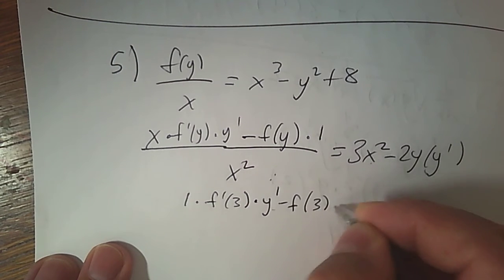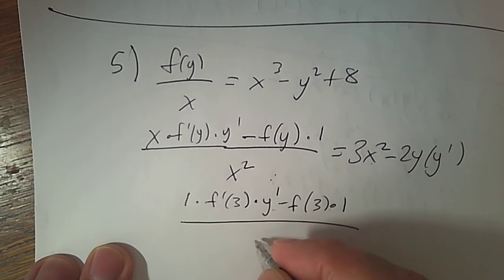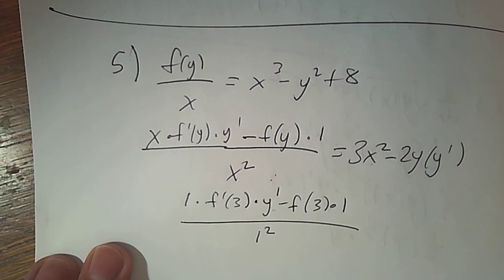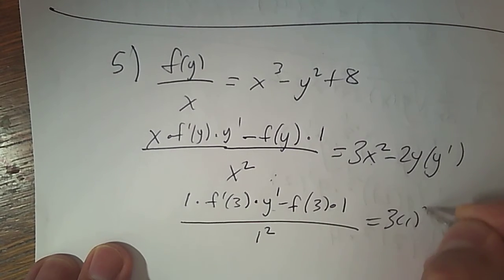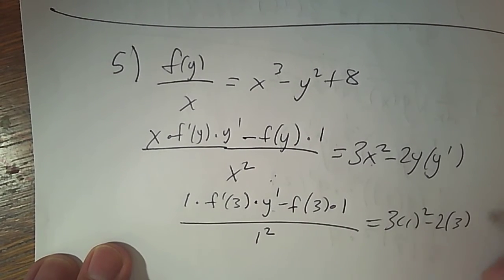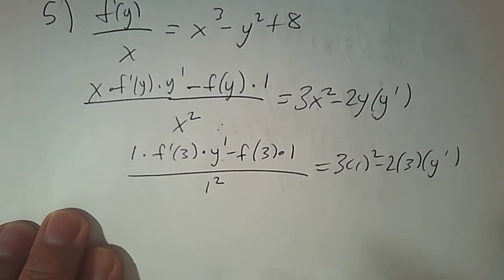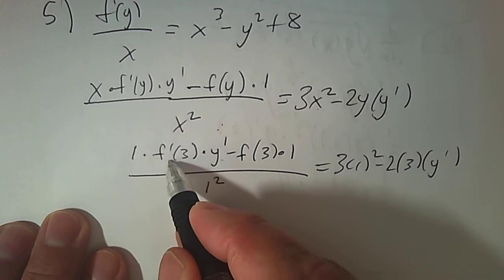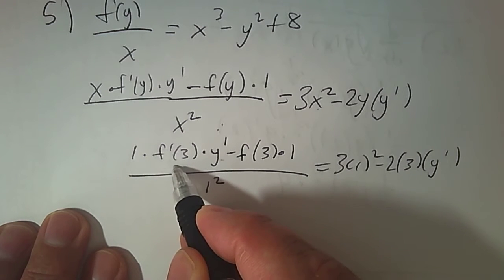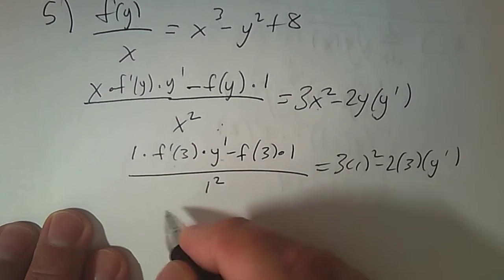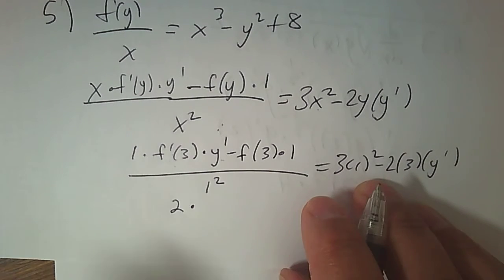So again, y is 3. Wherever there's a y, we put in 3. Where there's an x, I put in 1. And my goal is to get y prime by itself. But let's simplify this first. Dividing by 1 is not going to be that crazy. What's the derivative of f at 3? Well, in the question it says the derivative of f at 3 is equal to 2. That's just right in the question.